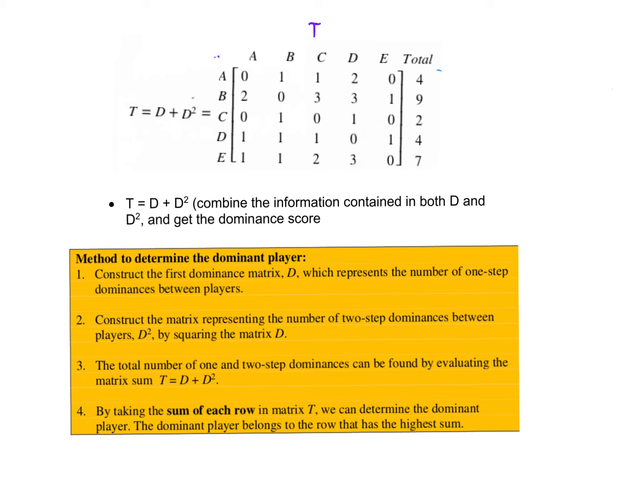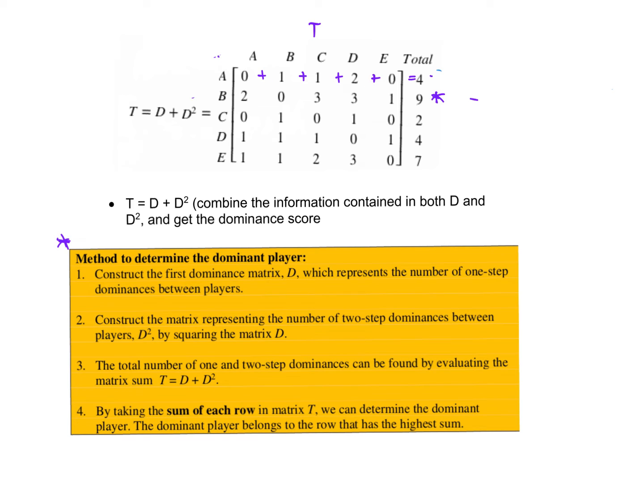If you add these up, you can see now we have a clear winner at B, because B had more two-step dominance. So here's just the way to practice that. So when you're trying to work out a tournament, you would first work out the first dominance, then you'd get the D square of that matrix, add them together, and sum up the rows. So sum up the rows means you add them up, okay?